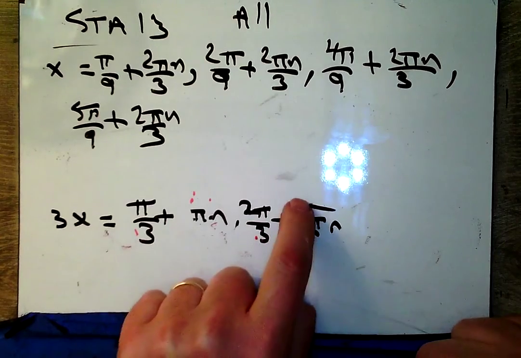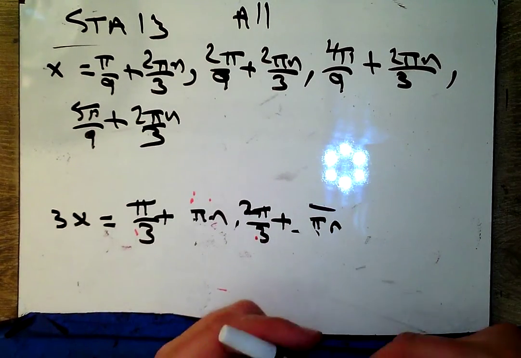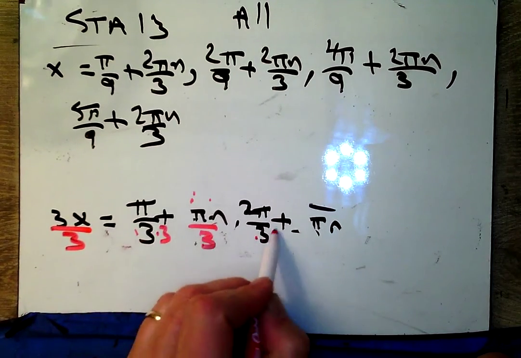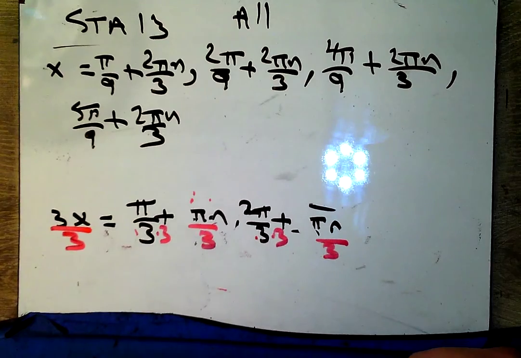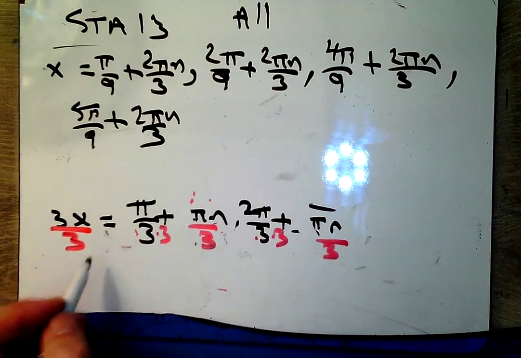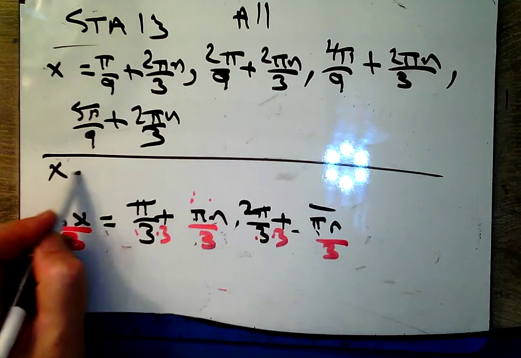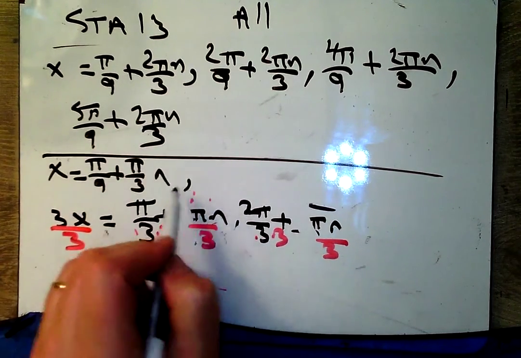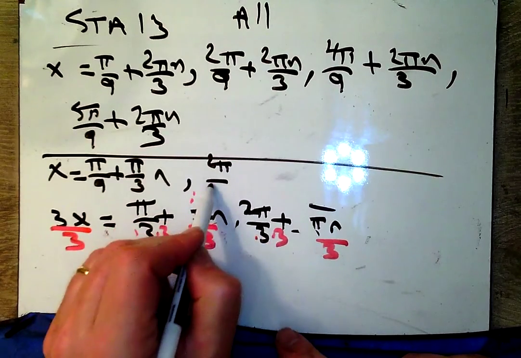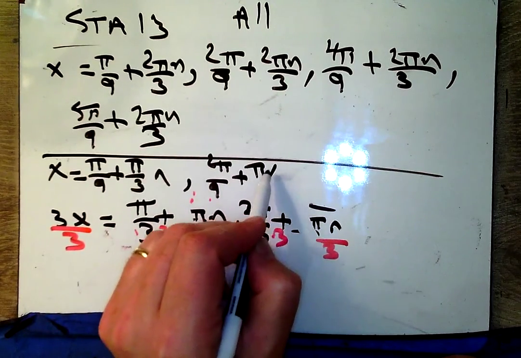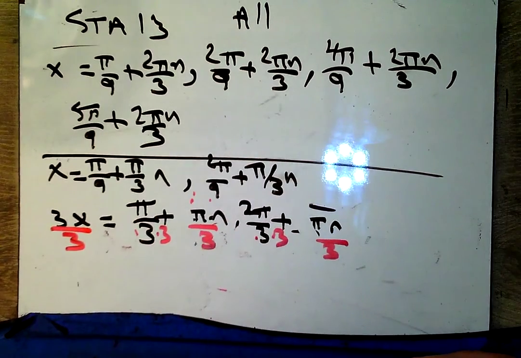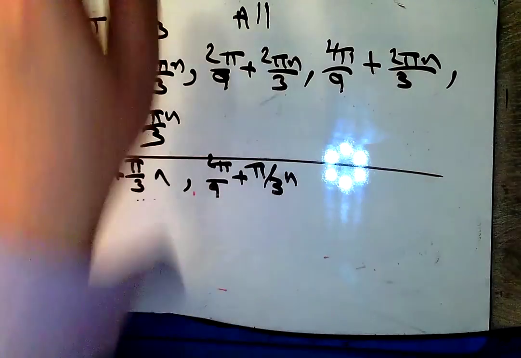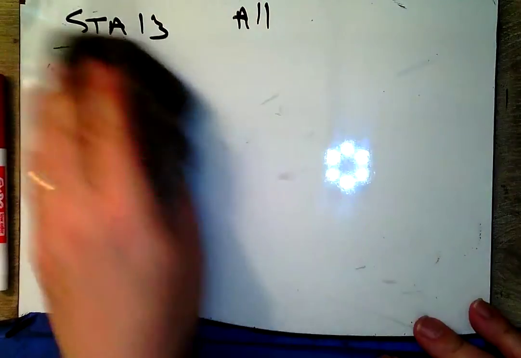So I don't need both of them. I could just slap on plus pi n instead. And now I'm going to divide. And so what happens? We get x equals pi over 9 plus pi over 3n, and 2 pi over 9 plus pi over 3n. And that's so much less writing than all that. I understand, but really, it might be worth learning.